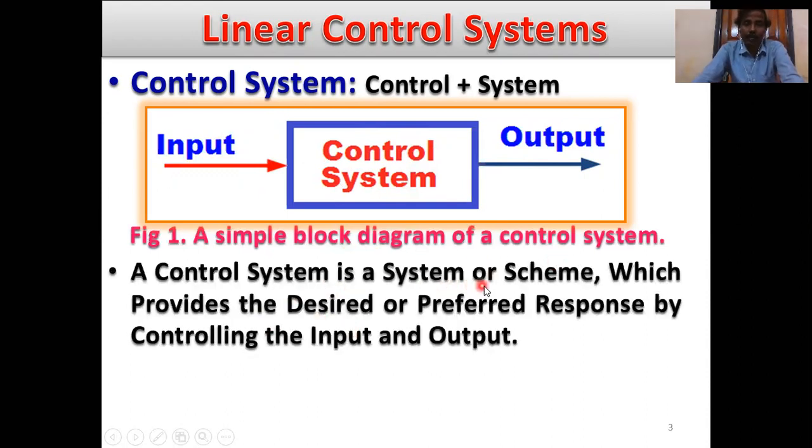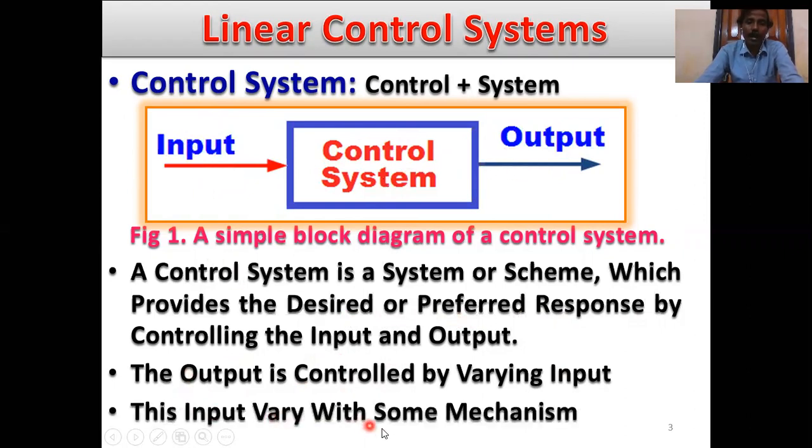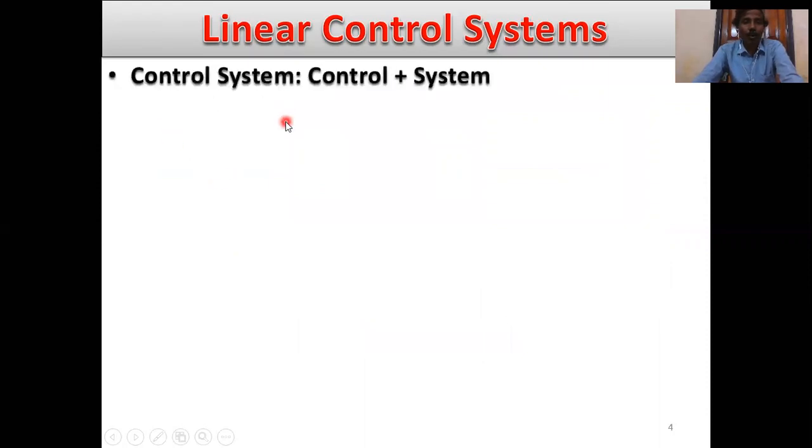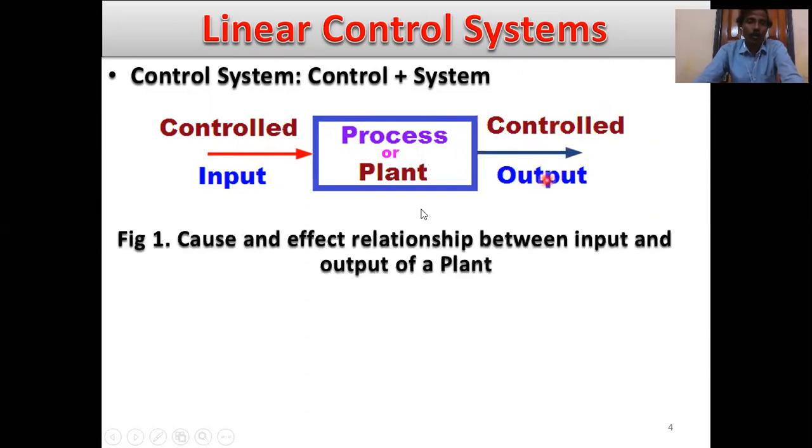A control system is a system or scheme which provides the desired or preferred response by controlling the input and output. The output is controlled by varying input. This input varies with some mechanism. So again, this is the block diagram. This is the control input section, and this is the control system block diagram, and this block is mainly the process or plant, and this is the controlled output. So there is a cause and effect relationship between input and output of a plant. This is the cause and this is the effect.